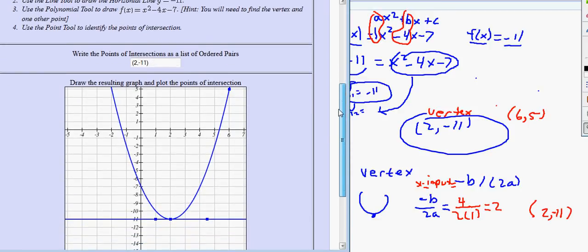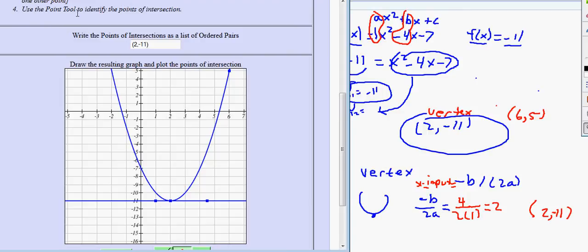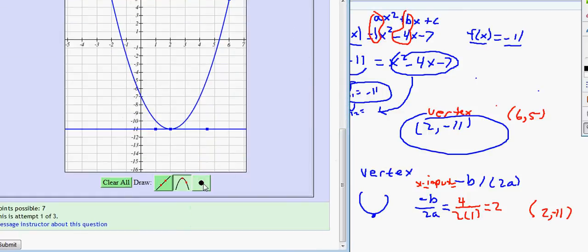We're done with 3. 4, use the point tool to identify the point of intersections. This is the point tool. I click on it and I identify the point of intersection, which was 2 comma negative 11, by simply clicking it. And that's basically how you do the problem.